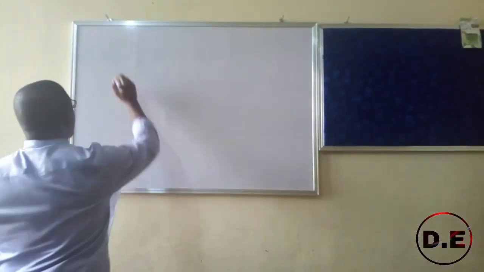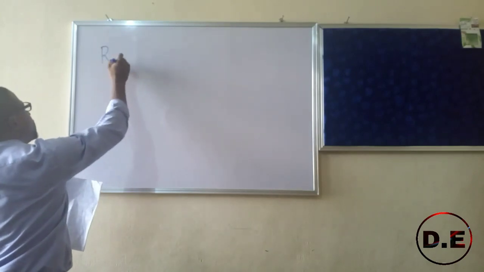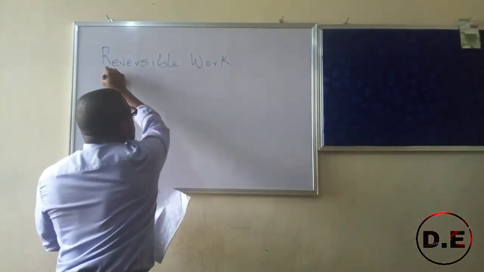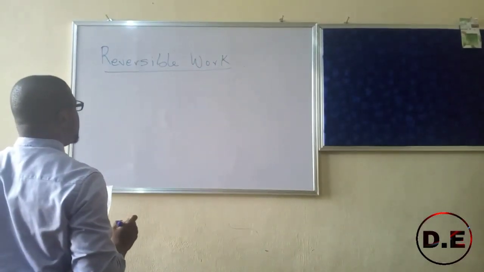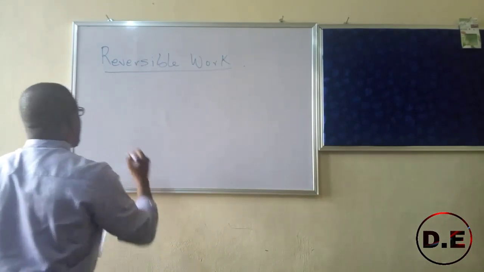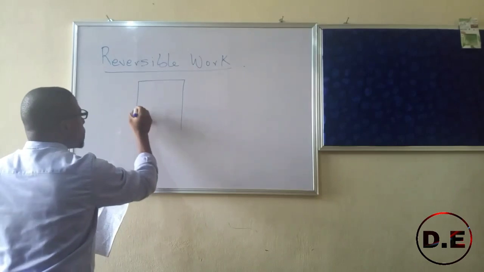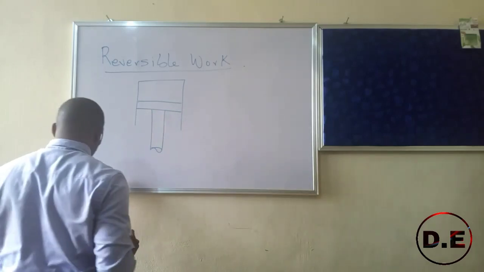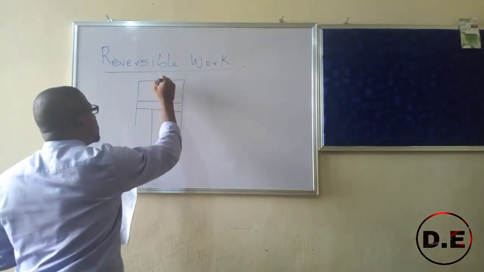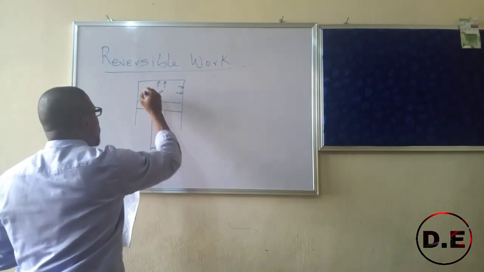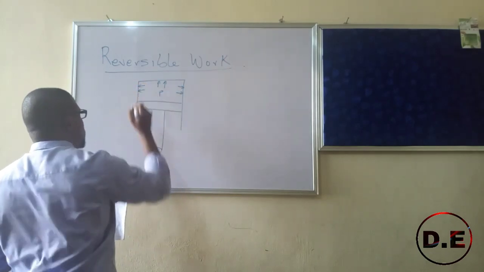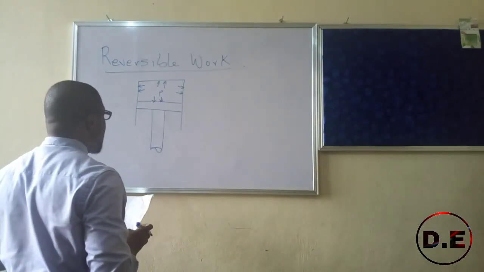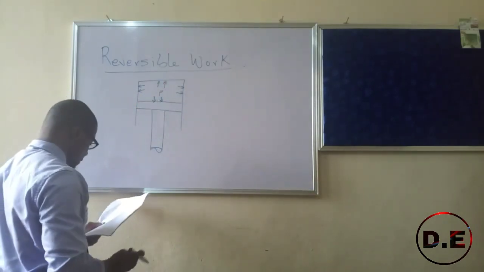So we are looking at the concept of reversible work. Say we consider a piston and cylinder arrangement of which pressure is acting on the walls of the cylinder, on the boundaries. Now, we have a fluid inside this cylinder.